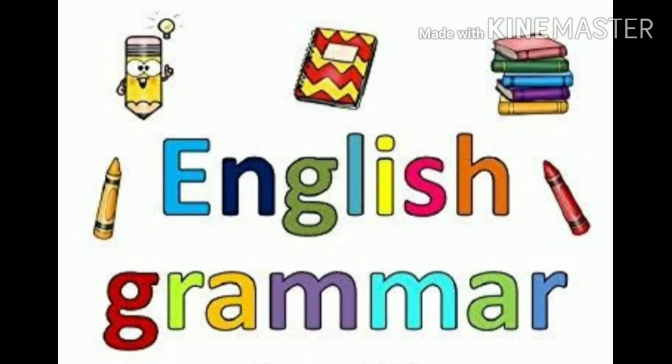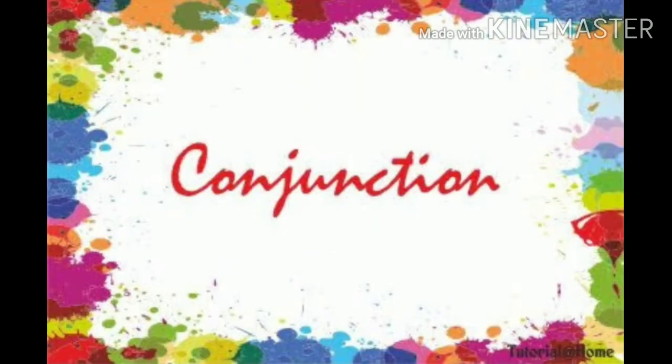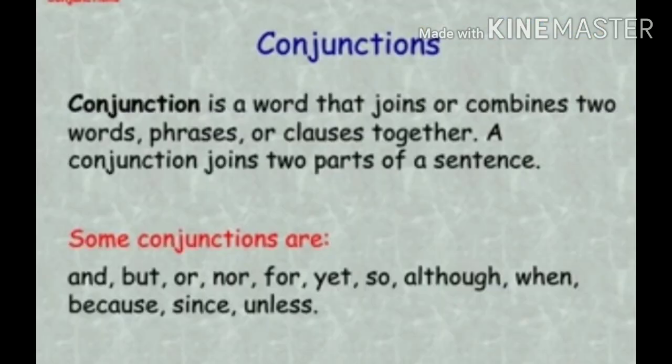Today we learn about conjunctions. A conjunction is a word that joins or combines two words, phrases, or clauses together. A conjunction joins two parts of sentences. Some conjunctions are and, but, or, nor, for, yet, so, although, when, because, since, unless.